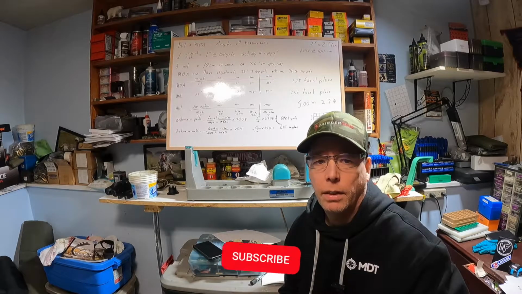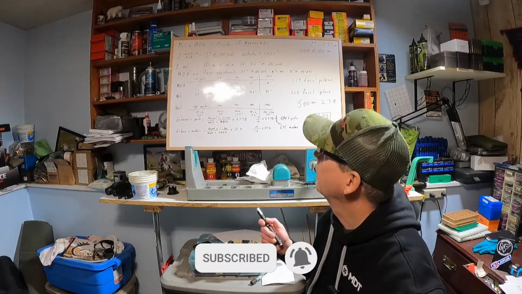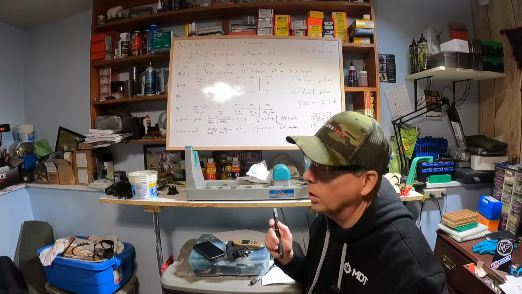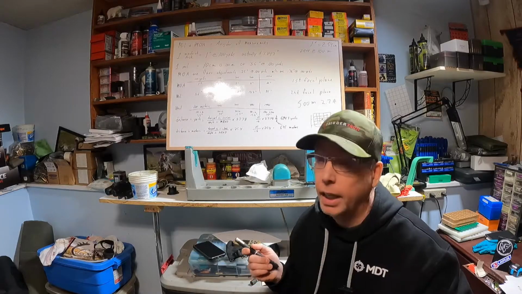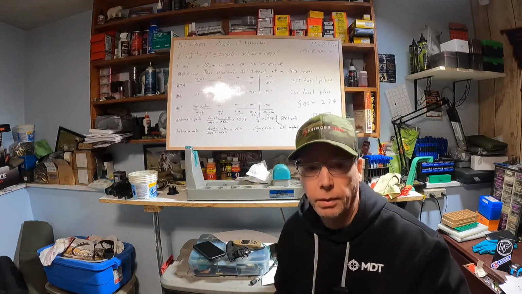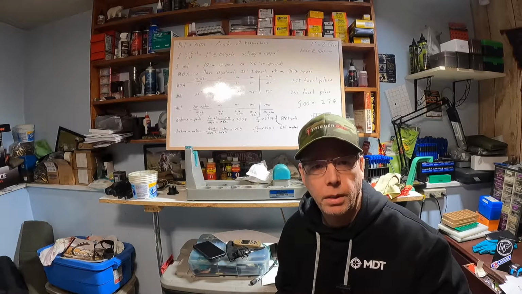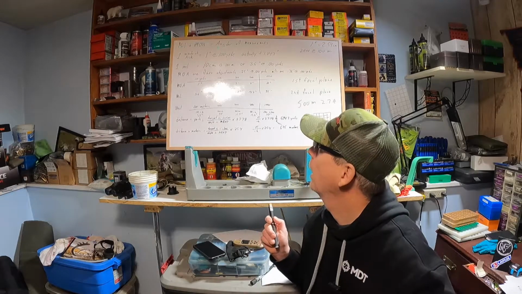So today I'm going to do a video on MOA and milliradian. Mil and MOA is an angular measurement. Mil stands for milliradian, and MOA stands for minute of angle. Now, just a quick description of what each of them are. They are angular measurements.